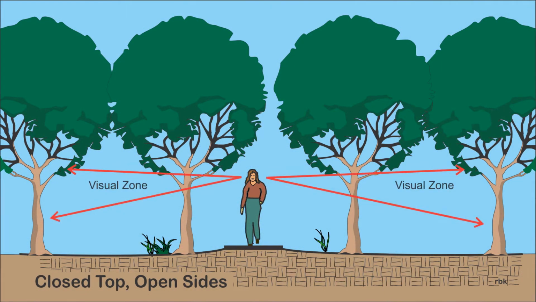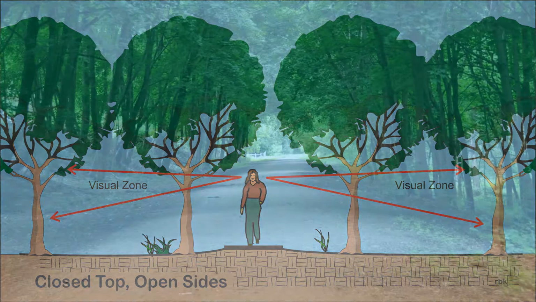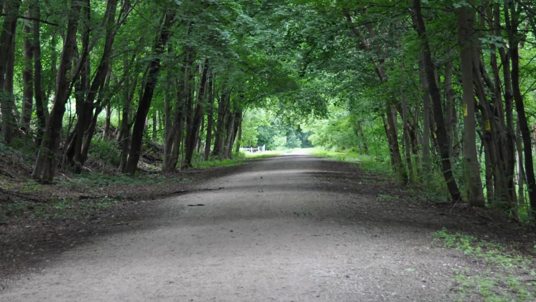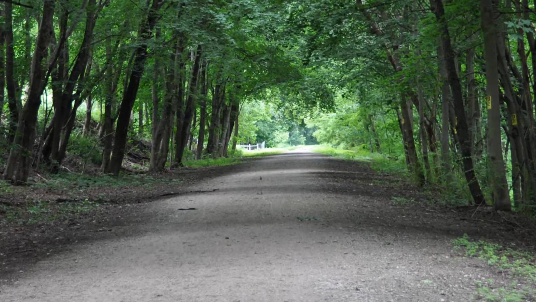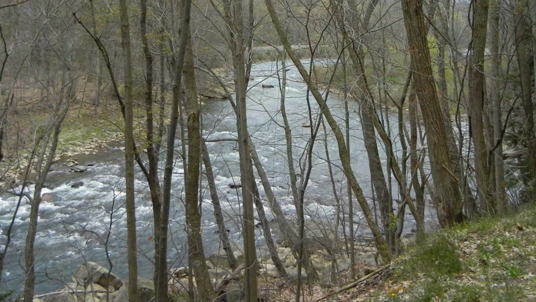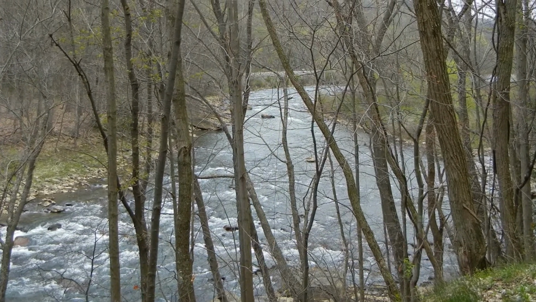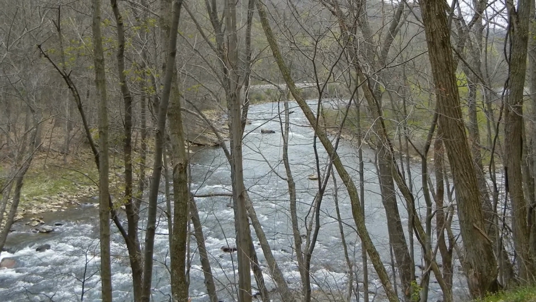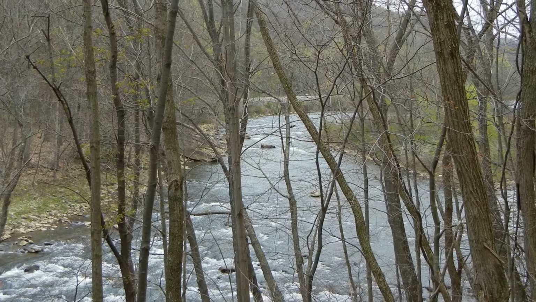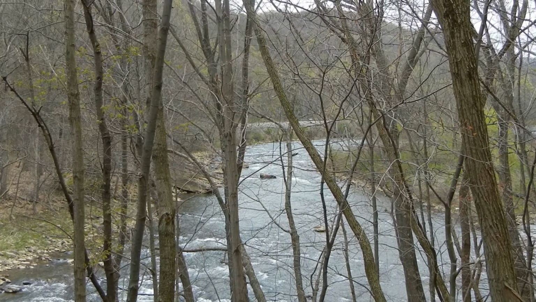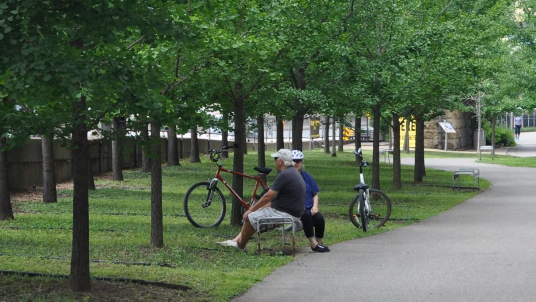Closed top, open sides. Closed top and open on both sides views are often found in climax forests where the overstory reduces competition on the forest floor. Also, the view can change with the time of year. During fall, when the leaves are off the trees, the sides open up, revealing the Castleman River. During the summer, the leaves would obscure the scene and the view would become closed top and closed sides.